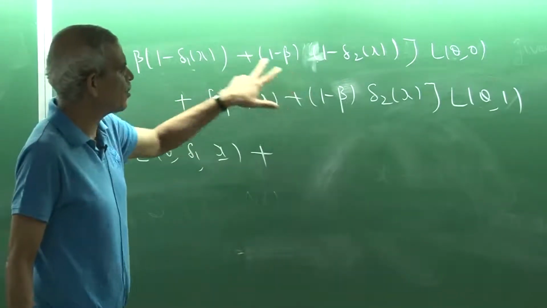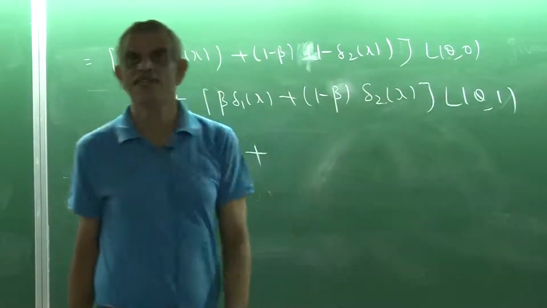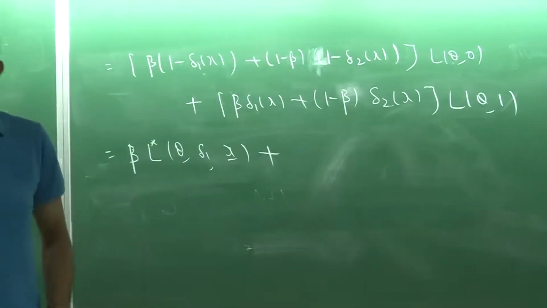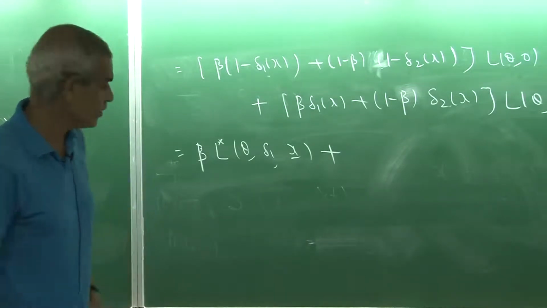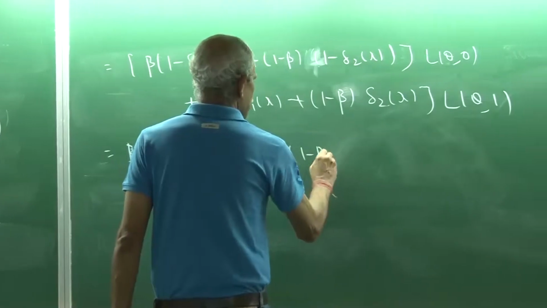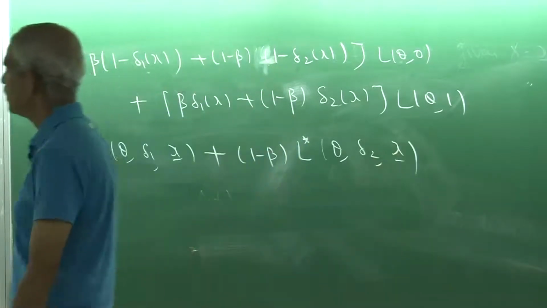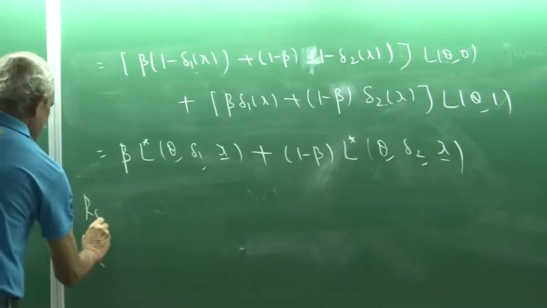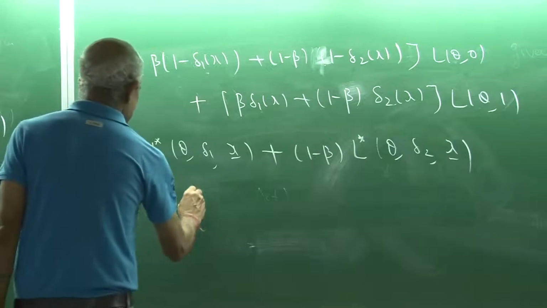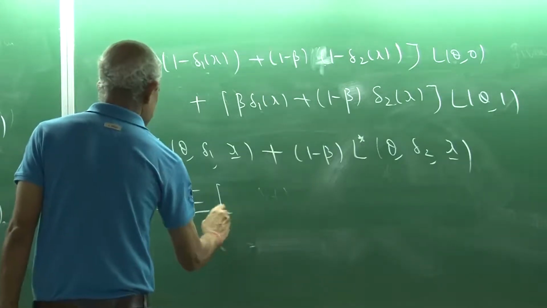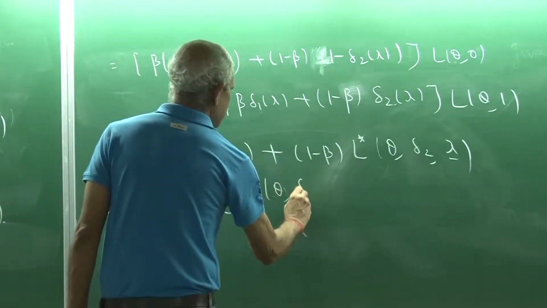1 minus beta becomes common, (1 minus delta 2x) L theta 0 plus delta 2x into L theta 1, which is again as if you are taking the average of loss L theta using the decision rule delta 2. So this is the same as 1 minus beta L star theta delta 2x. So what is R delta 3 theta, which is the same as expected value over theta of L star theta delta 3x.